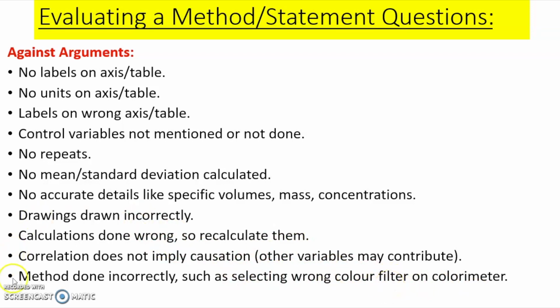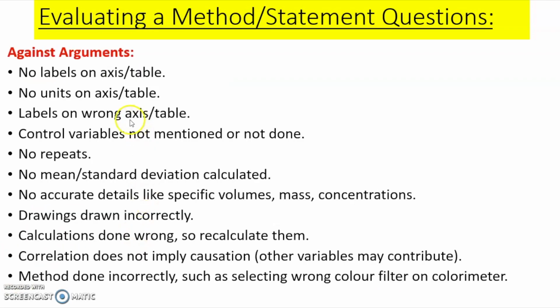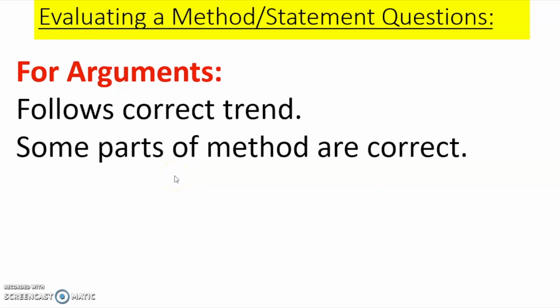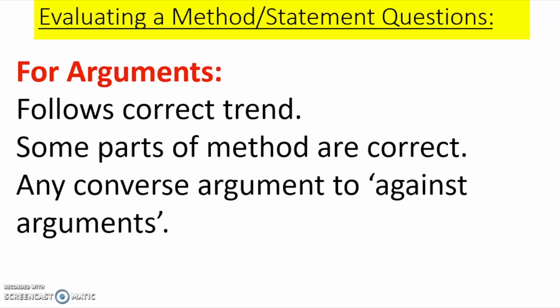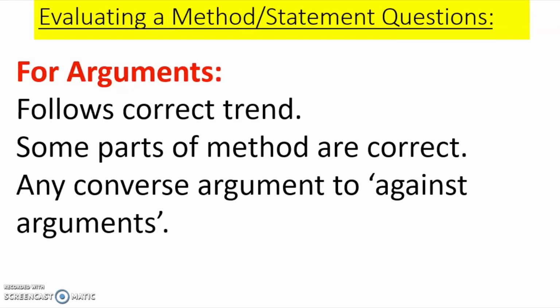Okay. Now, when you're looking at for arguments, okay, you can of course use anything opposing any of these. Okay, and ultimately you want to look at, does it follow the correct trend? Okay, and if it does, that's what you want to include in your answer. Okay, if some parts of the method are correct, that forms part of your answer. Okay, and like I said, you want to finish off by concluding your findings. Okay, and that's how you can get your top marks for an evaluating a method question.